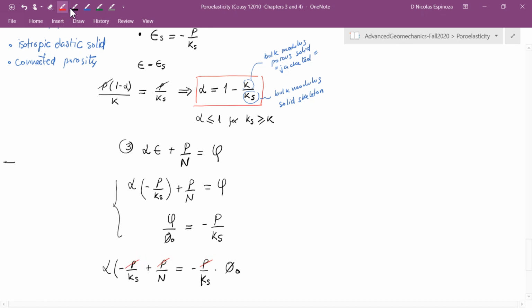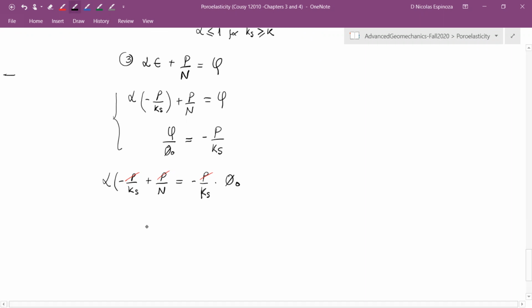And what I'm going to obtain finally is that this poroelastic modulus N is going to be equal to the... I forgot to close the parentheses here. Okay, that makes sense now. Yes, and this is going to be equal to the Biot coefficient minus the initial porosity divided by Ks. And for this isotropic solid with connected porosity, I can calculate what that material parameter is.